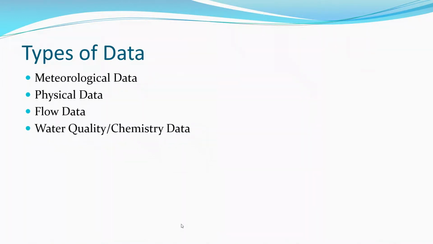So the types of data that we're going to discuss are going to be meteorological data, physical data, which could be things like stream geometry, lake bathymetry, so on and so forth, flow data, water quality data, chemistry data.